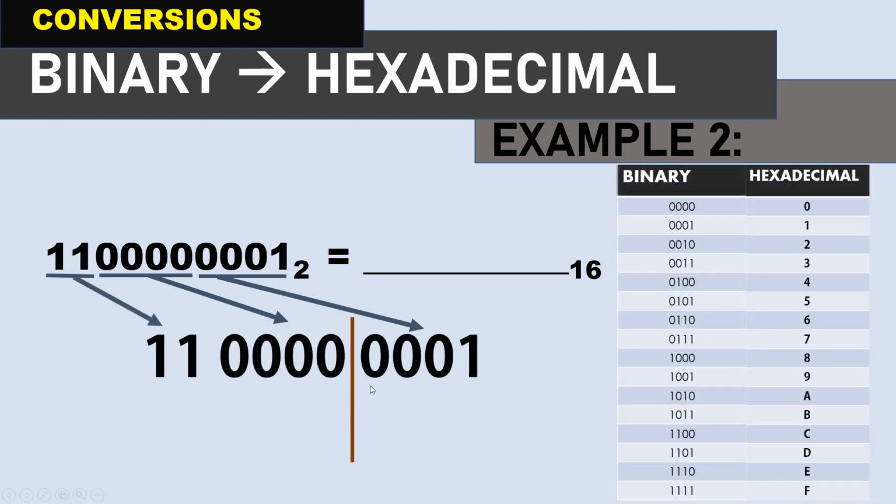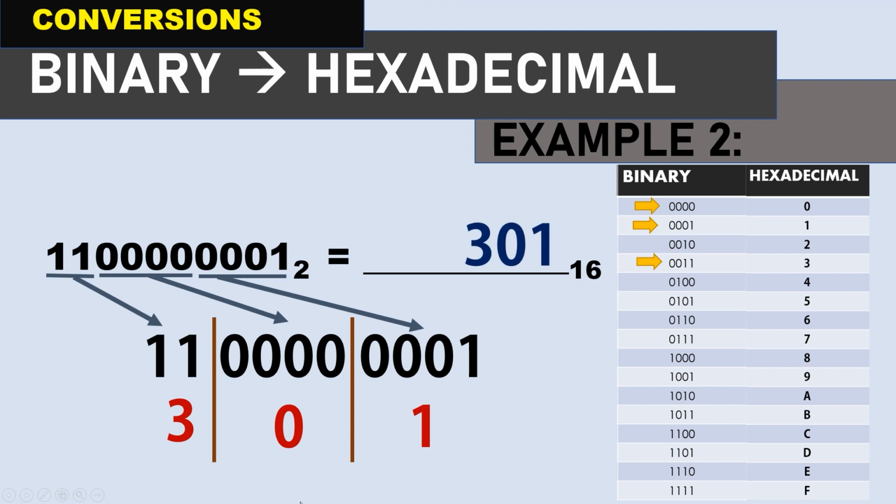The first one is 0001, which is equal to 1. Then the next one is 0000, which is equal to 0. Then the last one, which is 11, is also equal to 0011, since we do not have the 0s, which is equal to 3. So our given number system, the converted number system, is now 301.